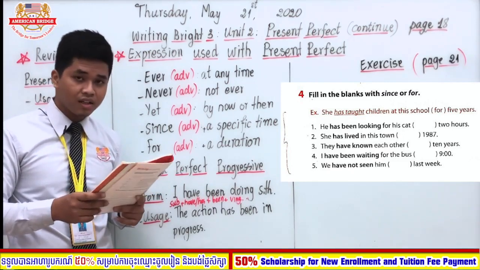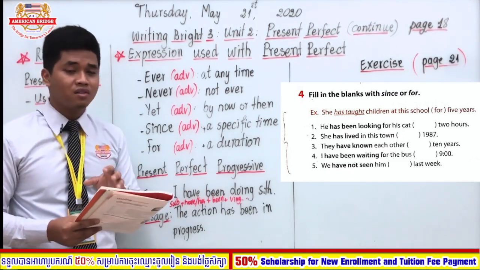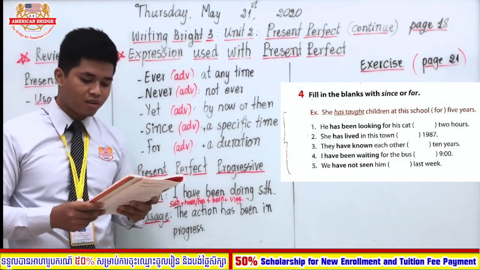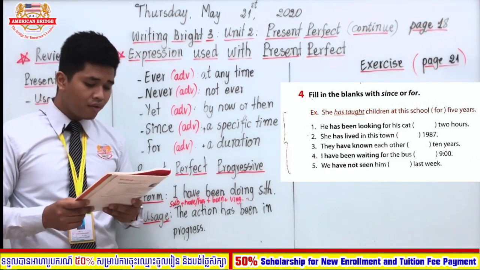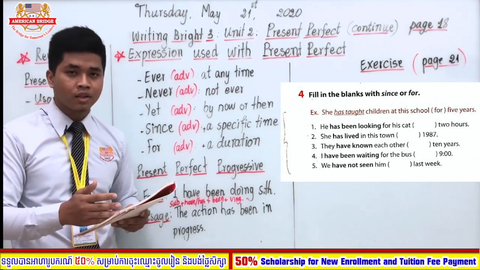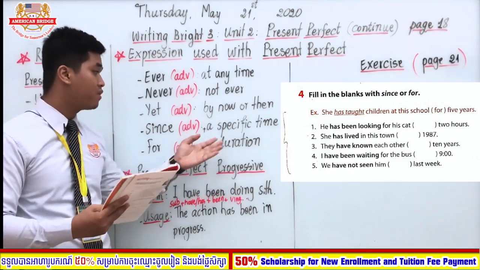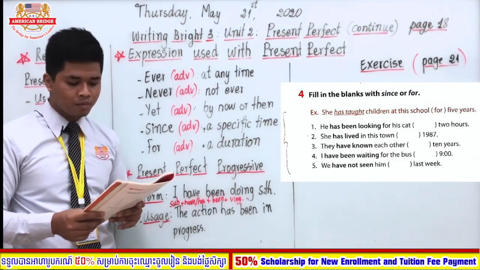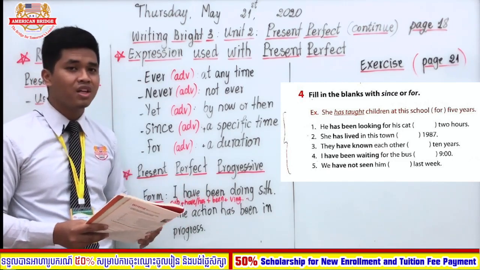looking for his cat since 2 hours. No, so 2 hours is the duration. So the correct answer is he has been looking for his cat for 2 hours. Number 2, she has lived in this town, so we have 1987. So it is the year. Is it a duration? No, it is a time. It's a specific time. So she has lived in this town since 1987, and now she is still living in that town.